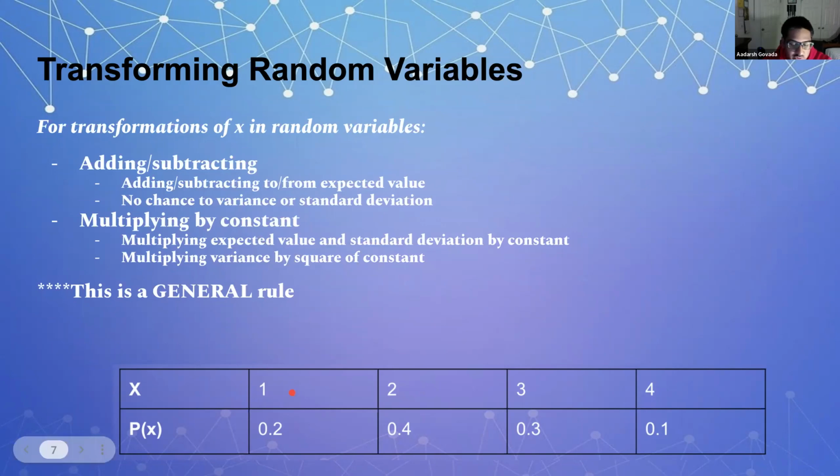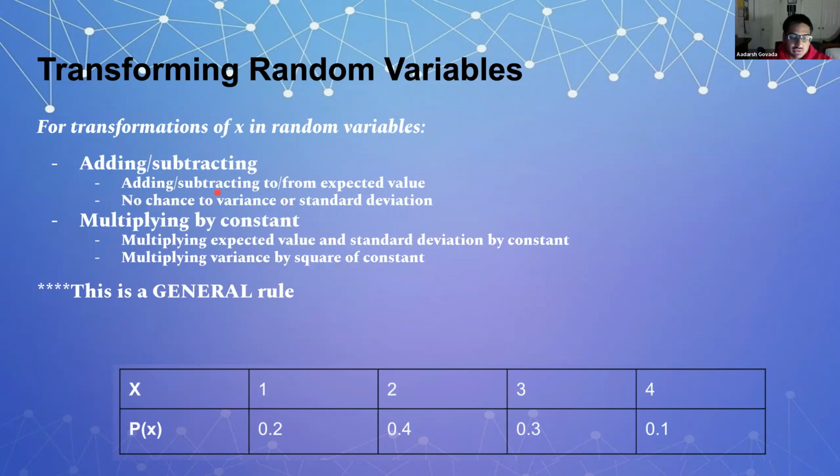If we wanted to subtract 5, so then this would be -4, this would be -3, -2, -1. Now the expected value is 2.3 minus 5, which is -2.7.